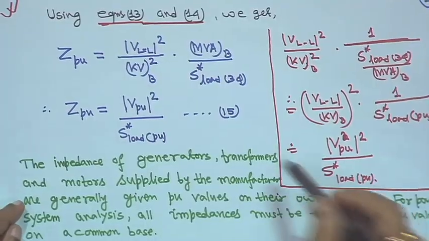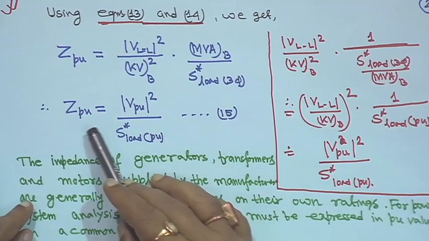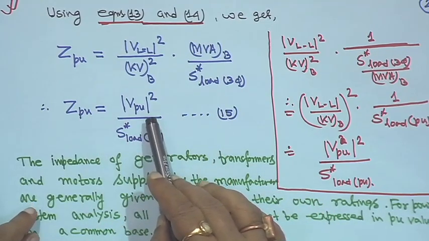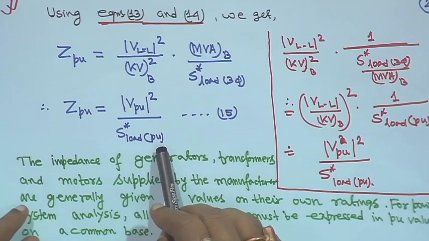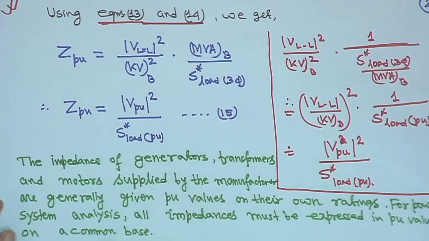Okay. So, we have just seen that Z per unit is equal to magnitude of V per unit square upon S conjugate load, that per unit, right. This is equation 15. So, the impedance of generators, transformers and motors supplied by the manufacturer are generally given as per unit values on their own rating.